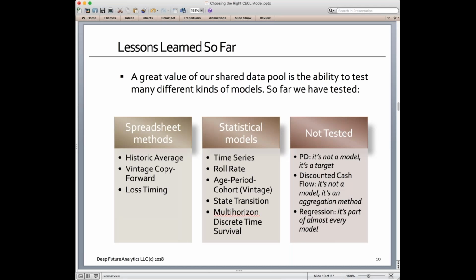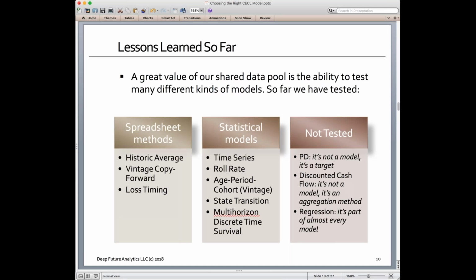There are some spreadsheet methods. Spreadsheet methods, that's my term. It's just methods that are simple enough that anybody can code them up in an hour or so in a spreadsheet. And FASB and some regulators have been trying to say simple is easy, or sorry, CECL is easy. Let me show you a simple way to do that in a spreadsheet. And they have historic averages. WARM, weighted average remaining maturity. It's just a historic average multiplied by the average life of the loan.